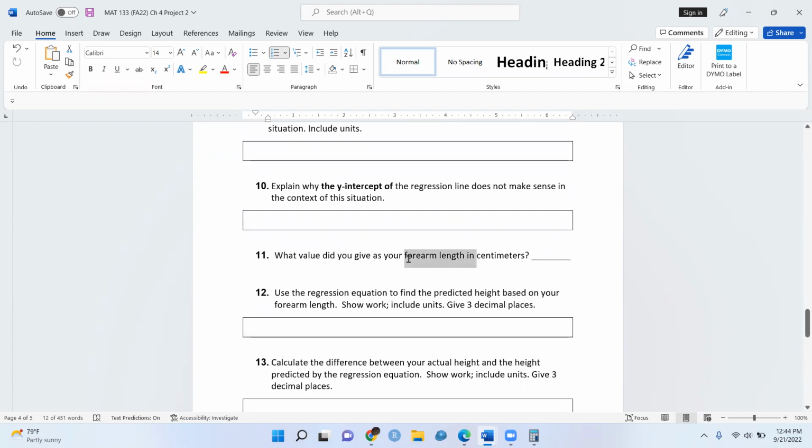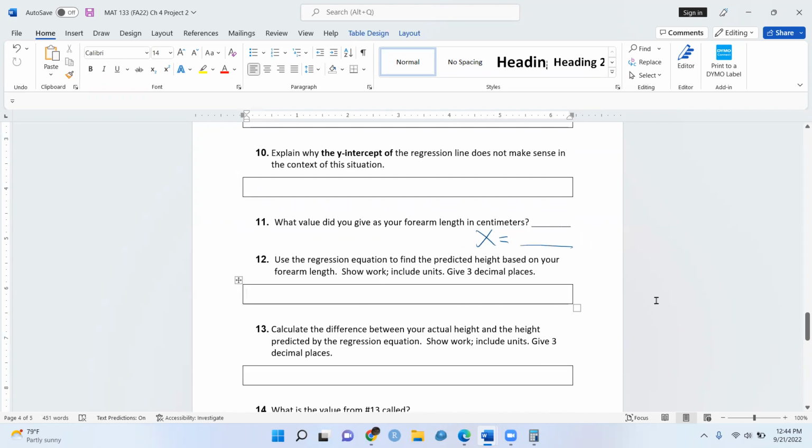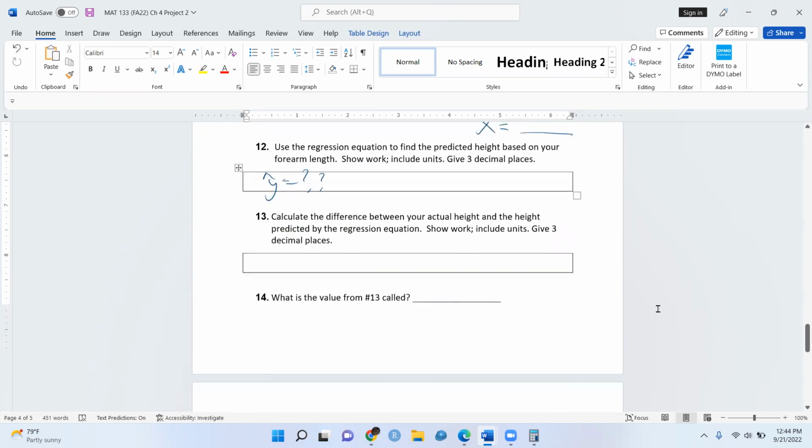So here you're just going to make up a length for your forearm, like actually measure it if you want, or make up one. That is going to be an X value. So that's an X equal, and it's the problem we just did. Plug this X into your equation and solve for Y for number 12. So your job is to figure out what is Y hat using the equation.